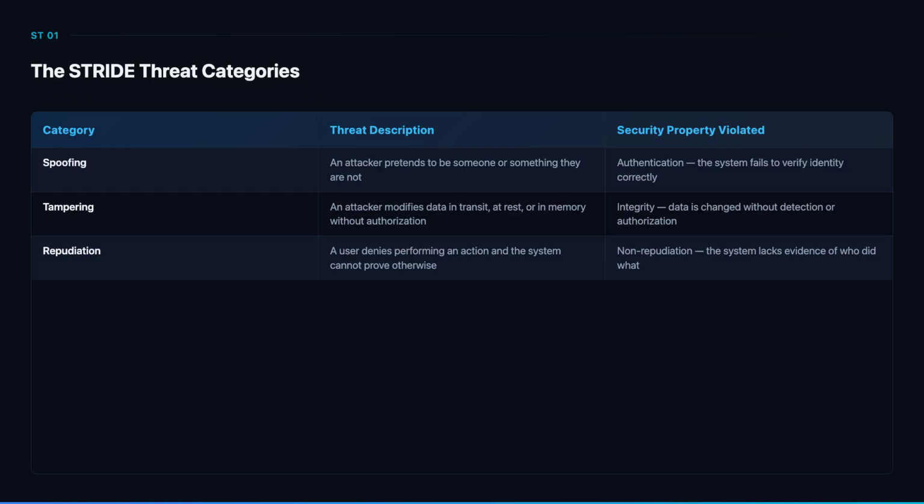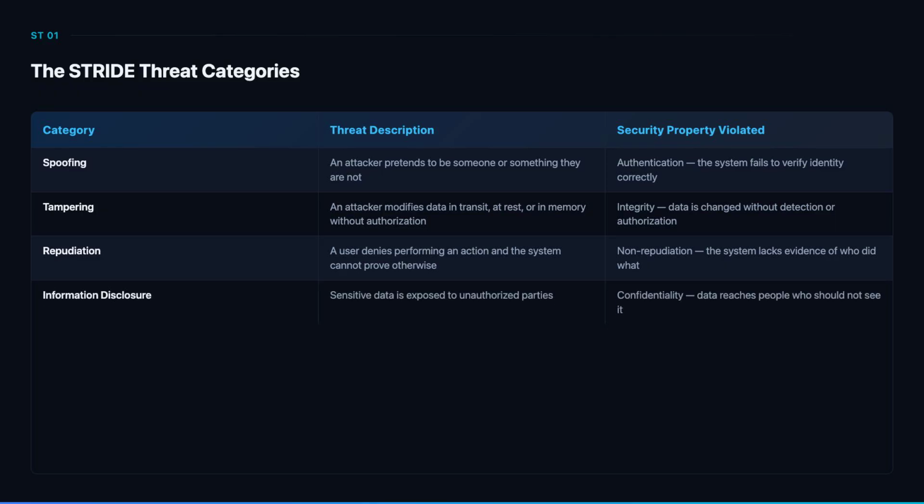Repudiation occurs when a user performs an action and the system cannot prove it happened. Without adequate logging and audit trails, a malicious insider can deny deleting records, a user can deny authorizing a transaction, or an attacker can cover their tracks. Repudiation violates non-repudiation, the inability to prove who did what and when.